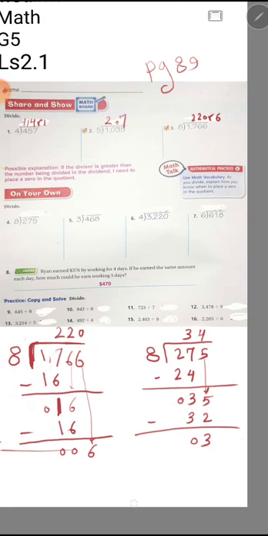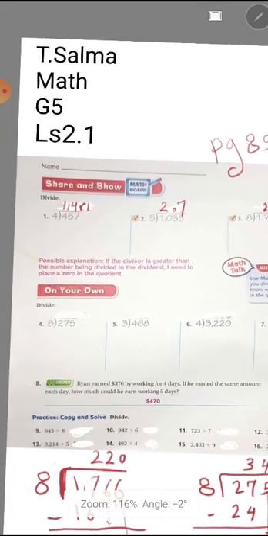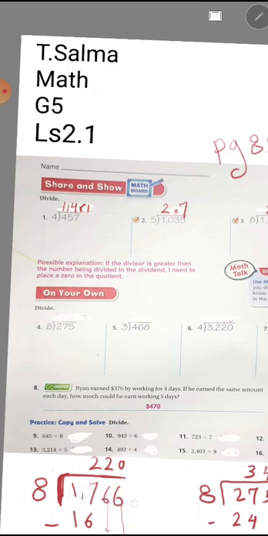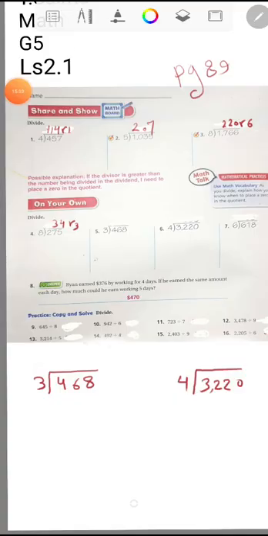So the quotient here is 35 and there's a remainder 3. Sorry, 34, I'm sorry. And the remainder 3, okay? Now let's continue with exercise number 5.